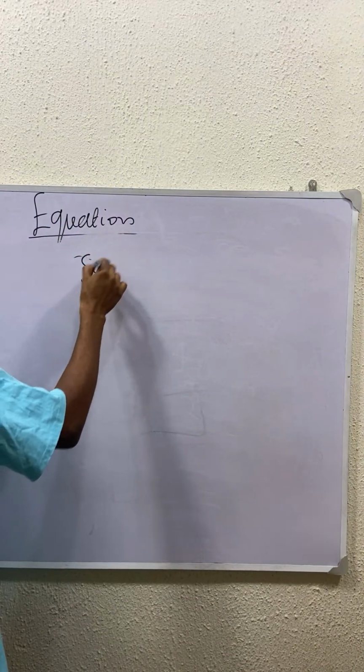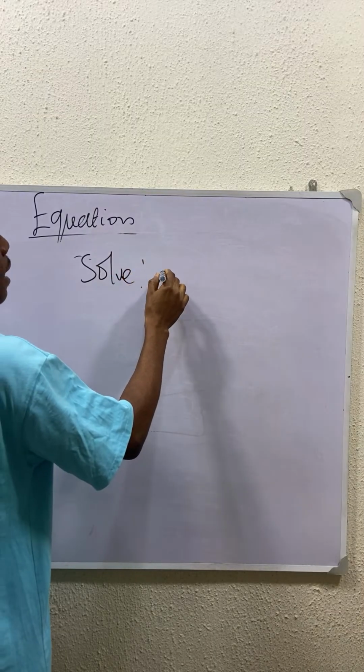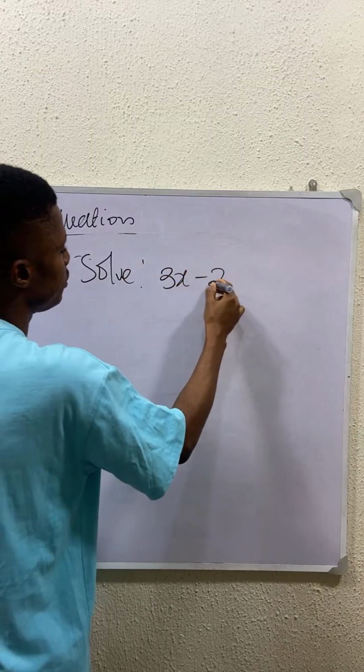So let's say we are told to solve 3x minus 2 is 7.